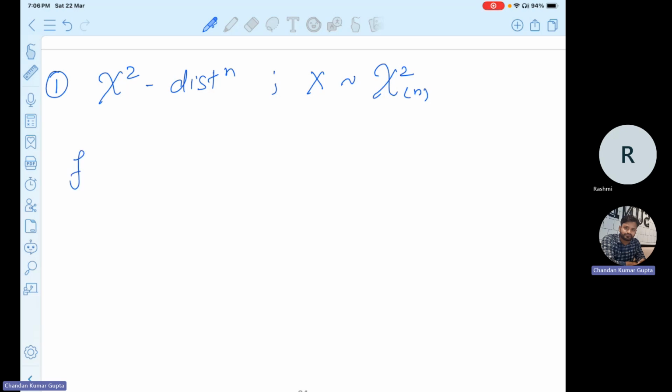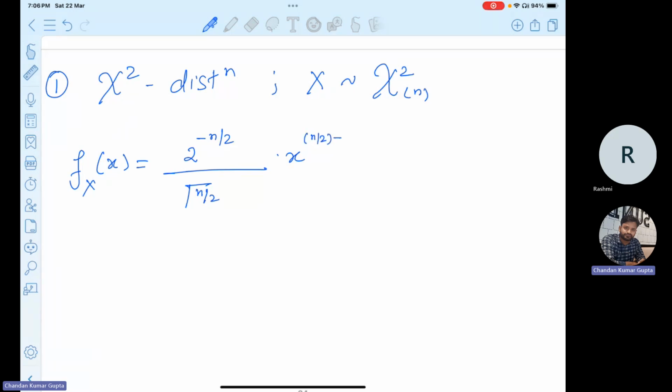So the PDF of the chi-square distribution is like this: 2 to the power minus n by 2, divided by gamma n by 2, times x to the power n by 2 minus 1, times e to the power minus x by 2, and the support of x is 0 to infinity. So this is the density function for the chi-square distribution with n degrees of freedom.